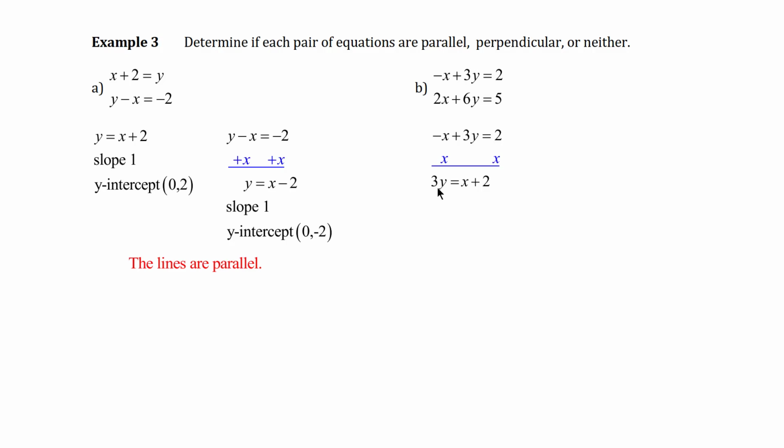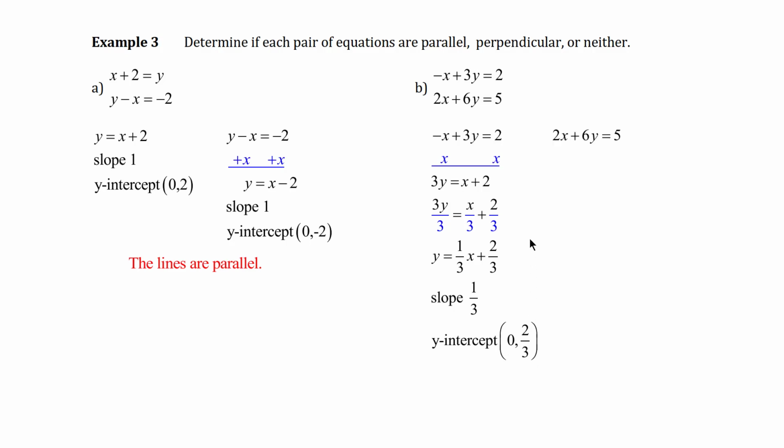Next, we need to get rid of the 3 in front of the y. We do this by dividing both sides by 3. We get 3y divided by 3 equals x divided by 3 plus 2 divided by 3. Simplifying the left-hand side, we have 3y divided by 3 is just y. On the right-hand side, x divided by 3 can be written as 1/3 x, and we bring down the 2/3. So the result is y equals 1/3 x plus 2/3. The slope for this line is 1/3, and the y-intercept is 0, 2/3.